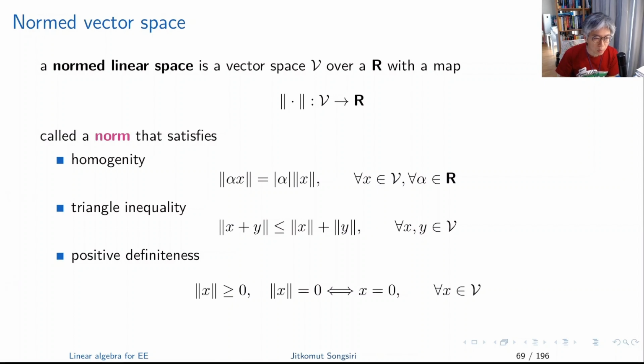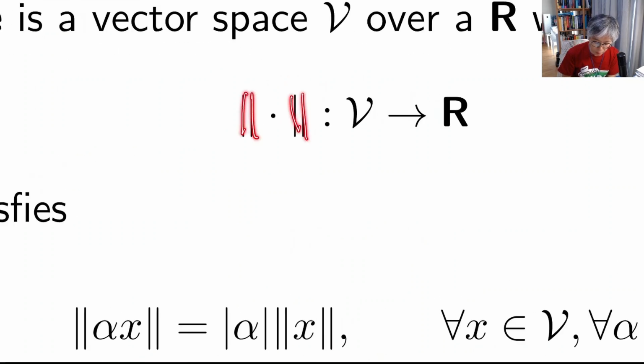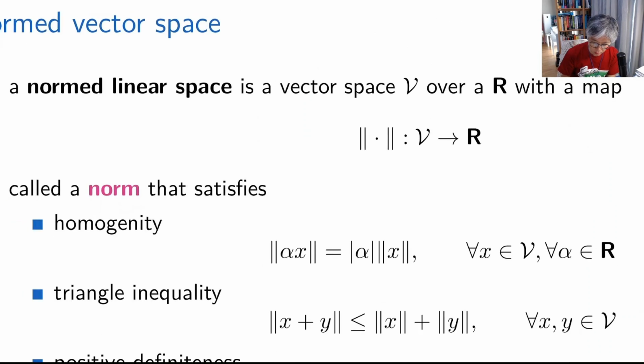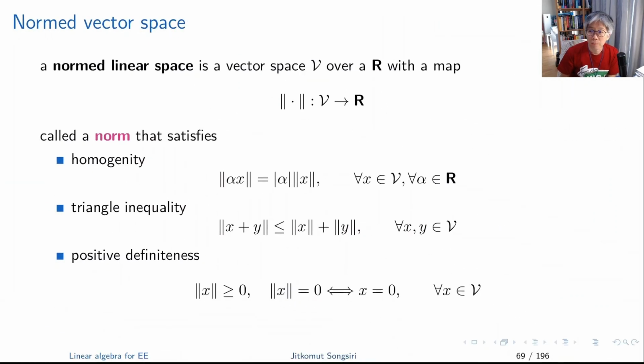So today in this video clip, we would like to introduce the notion of a norm. You can think of a norm as a transformation that maps from your vector space, any vector space V, to a real number. All right, and we use this double line bracket as a notation for a norm. In order for any transformation that has a mapping like this to be a norm, it has to satisfy three properties. First of all, it's called the homogeneous property.